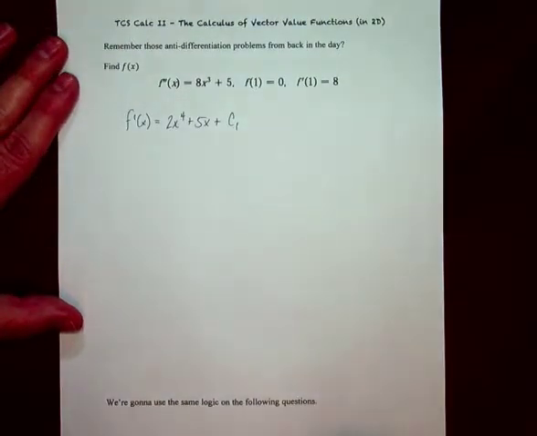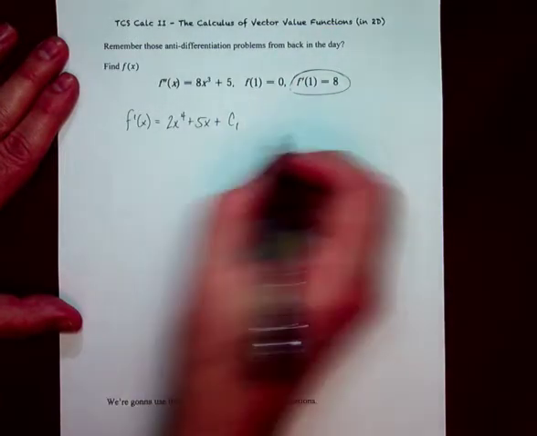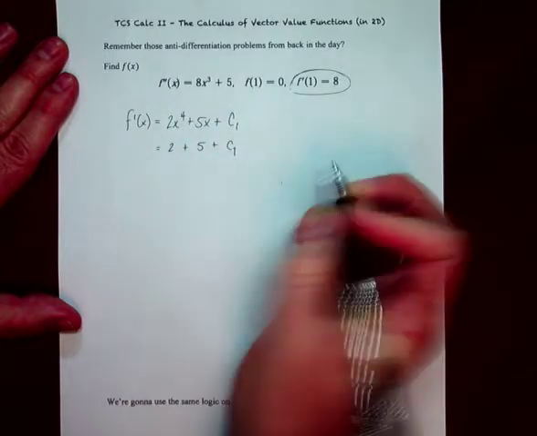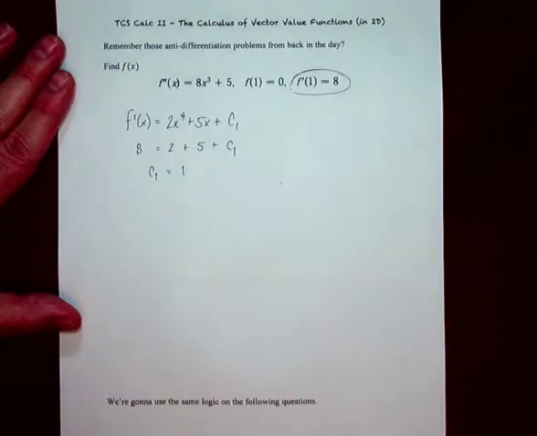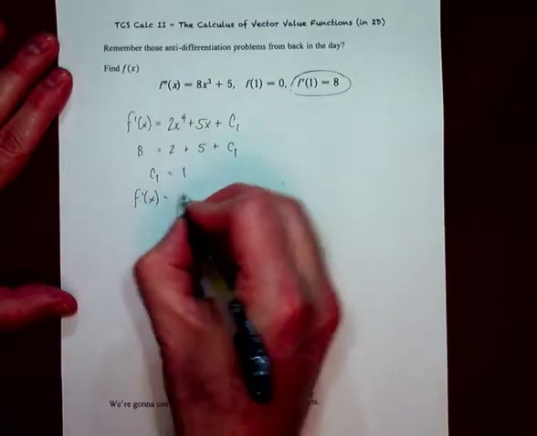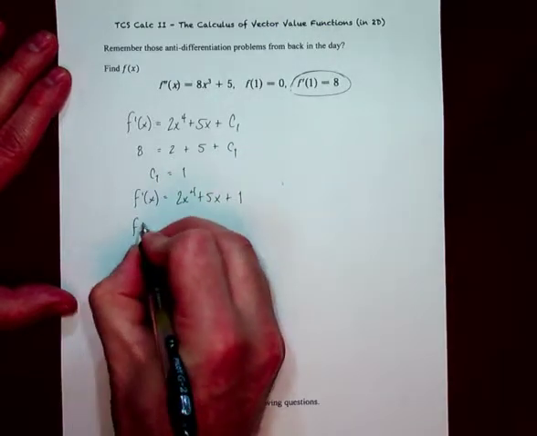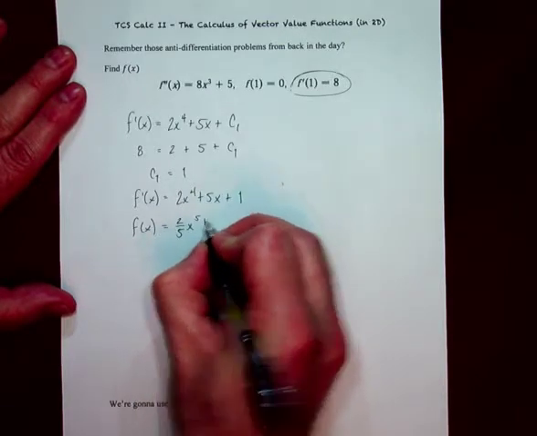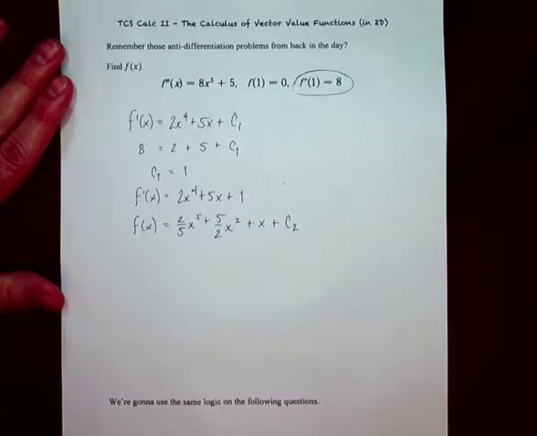Now, what happens here is I need to take this condition and plug it in. So if I plug in 1, I'm going to get 2 plus 5 plus C1, and that should be equal to 8, which means C1 is equal to 1. Okay, well that allows me to get to f prime of x is equal to 2x to the 4th plus 5x plus 1, and we go ahead and anti-differentiate, and we're going to get 2/5 x to the 5th plus 5/2 x squared plus x plus C2.